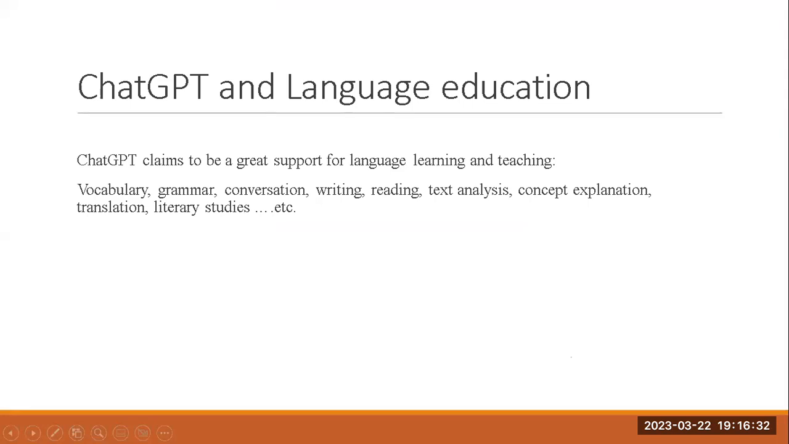Okay. So ChatGPT and language education. It is claimed to be great support for language learning and teaching. It's good for vocabulary teaching, creating grammar exercises, creating activities for conversation, writing, reading, text analysis, difficult concept explanation, translation, literary study, almost everything you can use it to support your teaching. Okay.